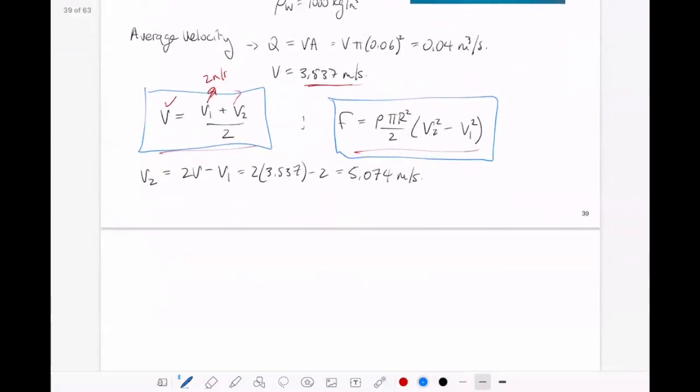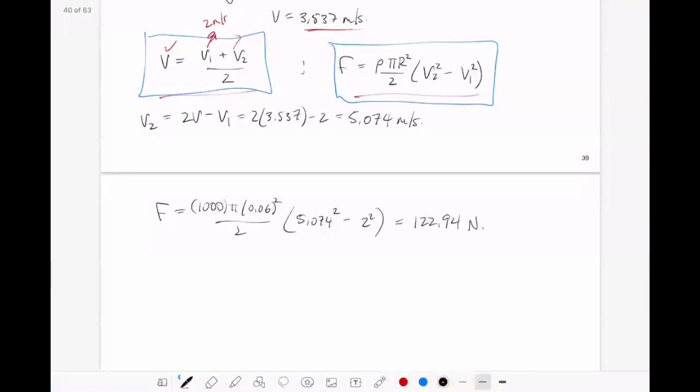So once we know v1 and v2, we use Froude's theorem. And we have F is equal to 1,000 times pi times the radius 0.06 squared, over 2, times v2 squared minus v1 squared, which is equal to 122.94 newtons.